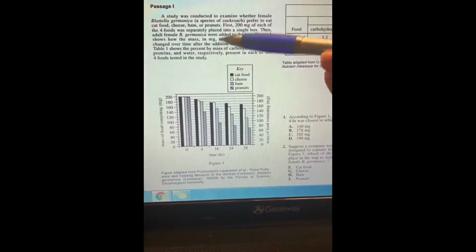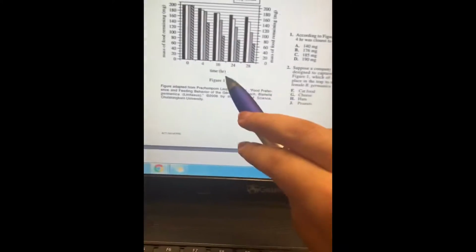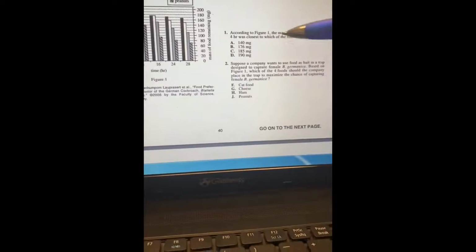First passage. You do not have time to read this thing. No, ma'am, no, sir, you do not. You need to go straight to the questions. Okay, according to figure 1, my first thing I do is just go find figure 1. Okay, here's figure 1. The mass of cheese remaining at 4 hours was closest to which of the following values?